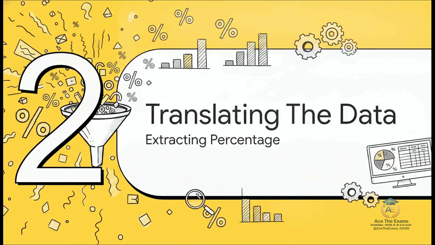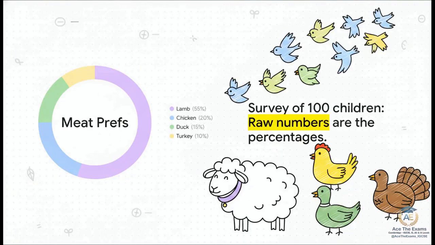Moving right along to Section 2, translating the data. Time to extract the percentage. Imagine you're analyzing a school survey of 100 children's meat preferences. 55 prefer lamb, 20 chicken, 15 duck, and 10 turkey. Whether you're looking at a survey like this or analyzing a flock of birds, every piece of data is just a fraction of 100% whole. When your total is exactly 100, the raw number is the percentage. 55 out of 100 is literally 55%.